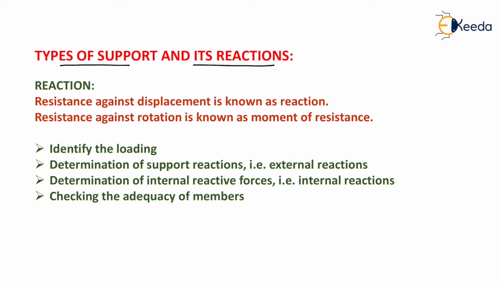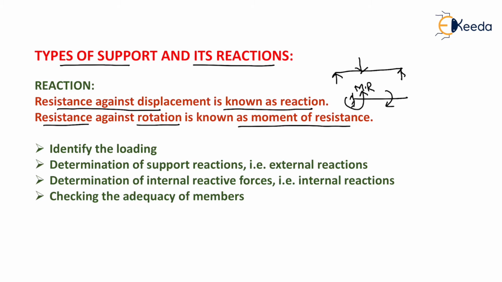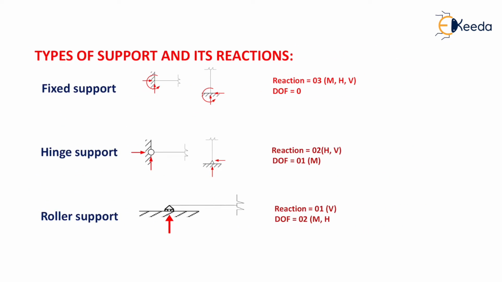Now what is reaction? Resistance against a displacement is known as reaction. It means that if we want to displace that body like this, then it will give reaction like this. Now if we want to rotate this beam like this, it will give a moment of resistance like this. The resistance against rotation is known as moment of resistance. Clear to all? Now what are the various types of support which we are going to use in our structure?